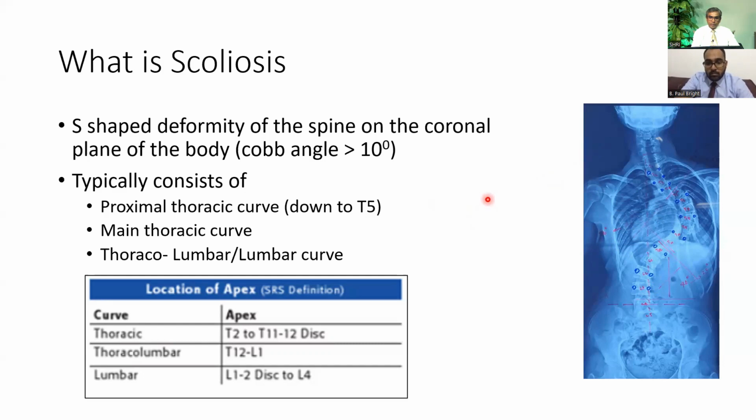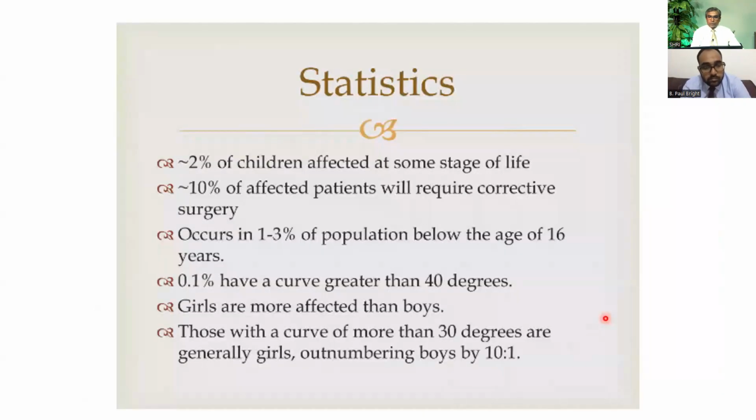In the thoracic spine down to T5, if there's a curve, we call it a proximal thoracic curve. And then you get a main thoracic curve at the thoracic region. And if the curve progresses down into the lumbar area, then that curve is called either a thoracolumbar or a lumbar curve. According to the SRS, or the Scoliosis Research Society definition, a thoracic curve is a curve which has the apex from T2 to the T11-T12 disc level. If the apex of the curve is at the T12-L1 region, then that's a thoracolumbar curve. And if the apex of the curve is below that, then that's a lumbar curve.